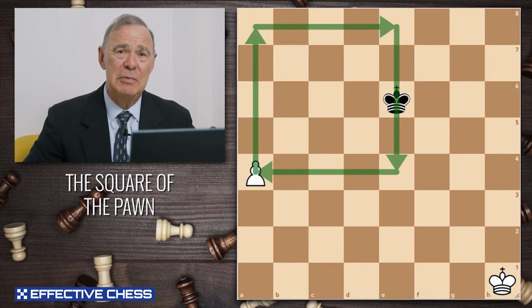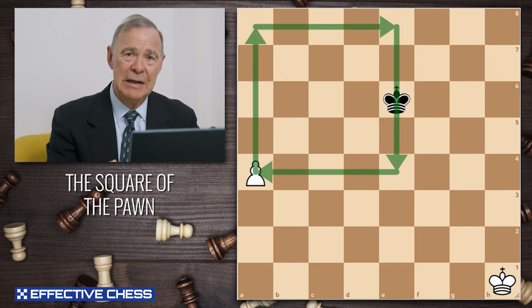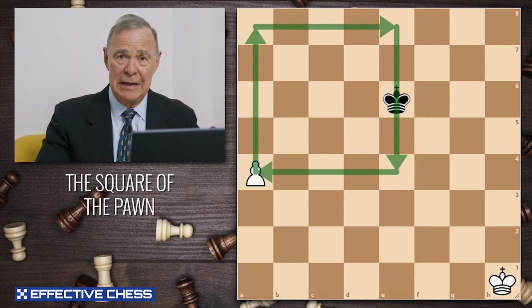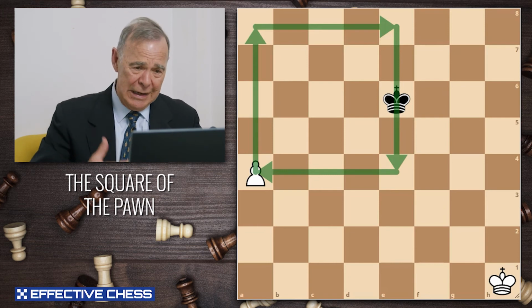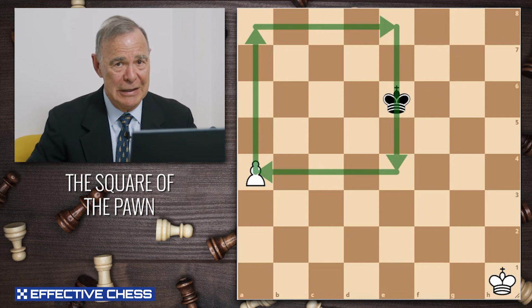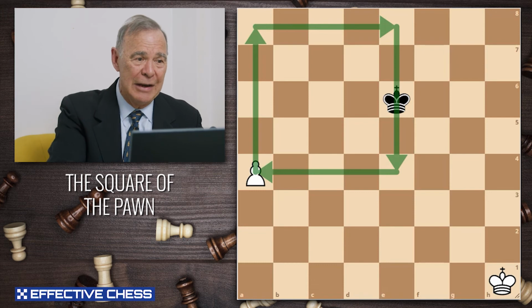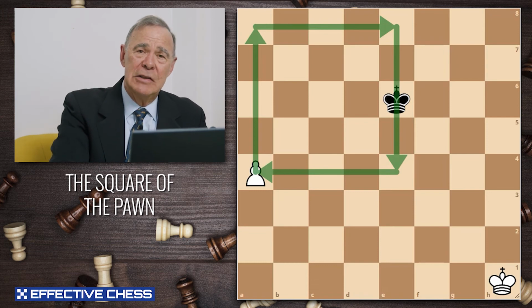The rule of the square of the pawn is if the king can get in the square, it can catch the pawn if the friendly king is too far away to help out. And in this case, our friendly king is way down there on H1. He's going to be of no help at all. Now, we can make a square. There's an even faster way to do this.